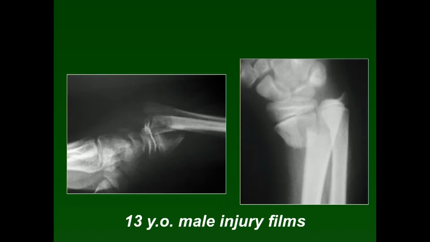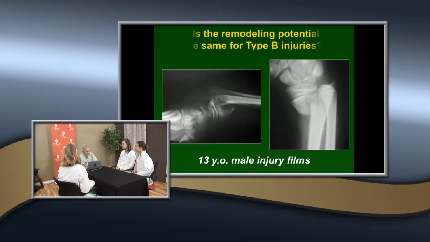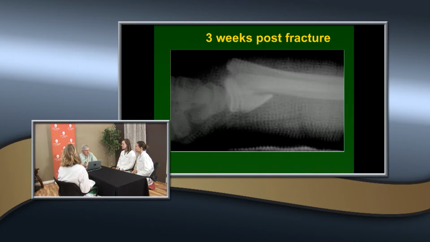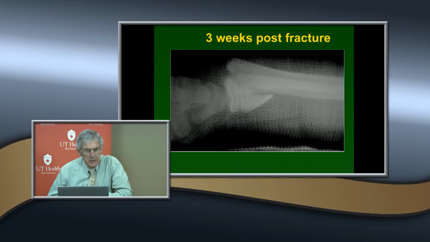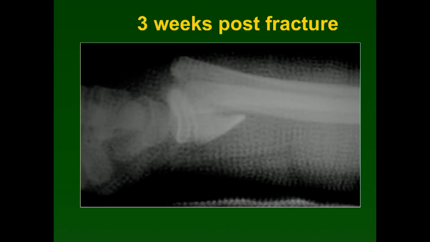All right. So here's a 13-year-old male, injury films, and what kind of fracture pattern? Type B. Yeah, right. Now, what about the remodeling capacity of a type B? Well, let's look at this patient. Here's a patient that was 3 weeks post-fracture, was treated elsewhere, and was treated in a fracture cast. What's your assessment of this? You're a senior resident. It was done by the first-year resident. Shows up in the clinic.